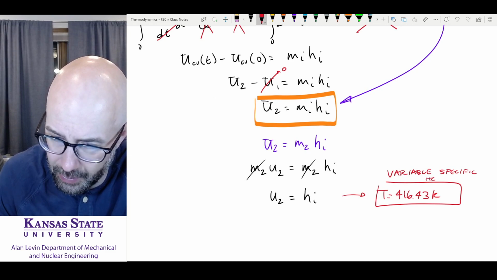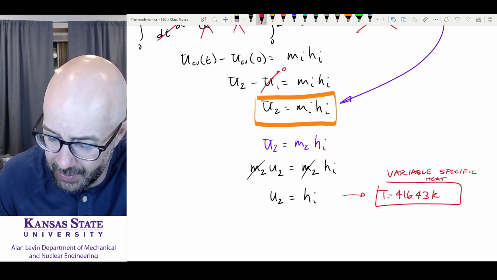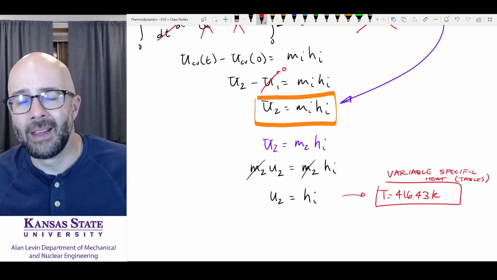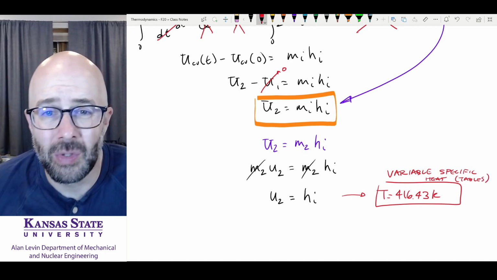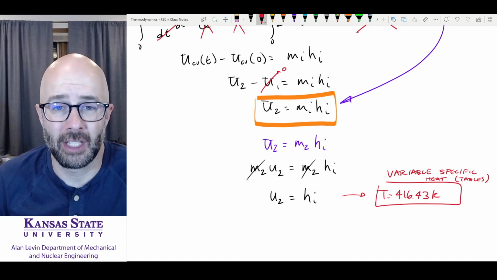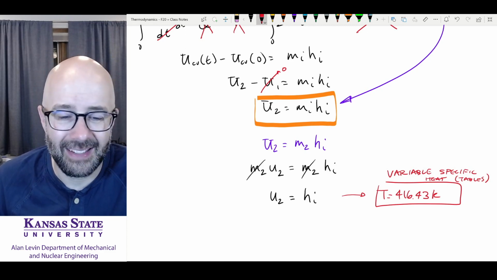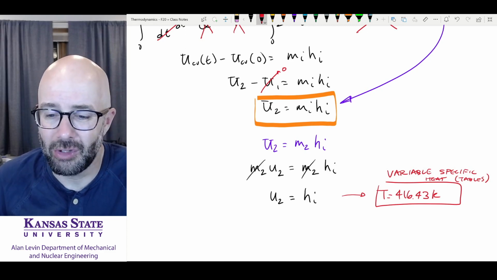This is if you do variable specific heat, which means using the tables. Okay. Now, we're not asked to do that. We have to do something that is constant specific heat. And that's going to take us down a little bit of an interesting path.